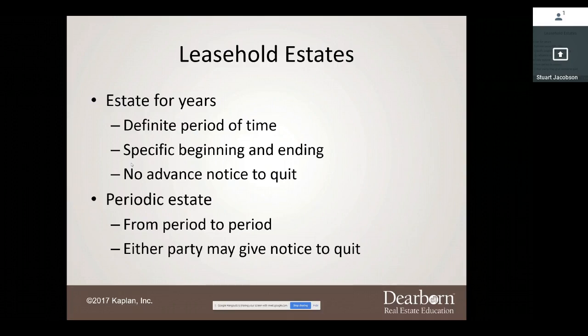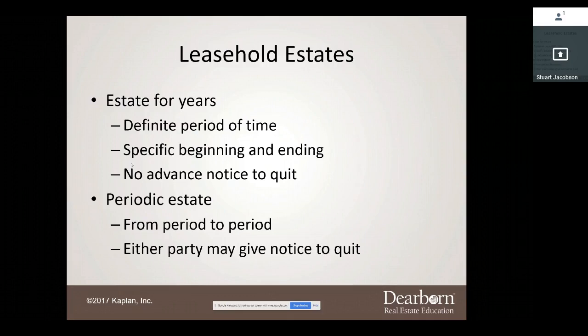The first one is an estate for years. Now let me tell you what the litmus test is for an estate for years. The litmus test is that it is a definitive period of time. There is a specific beginning and there's a specific ending. So every year I go to Ocean City, Maryland. We rent a condominium for 1 week. Is that an estate for years? Heck to the yes. An estate for years just has the litmus test of having a specific beginning and end.